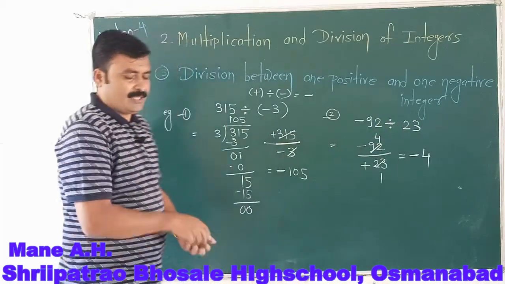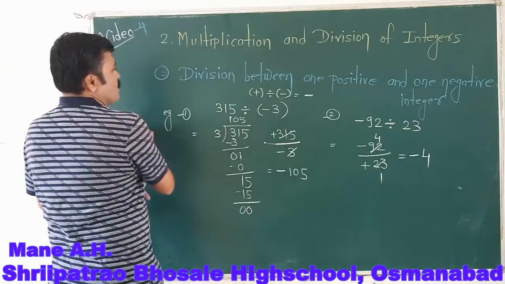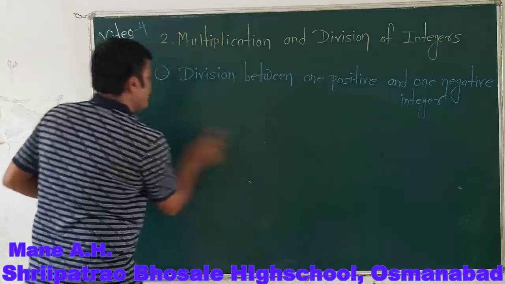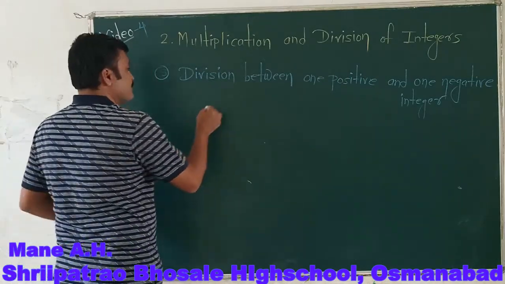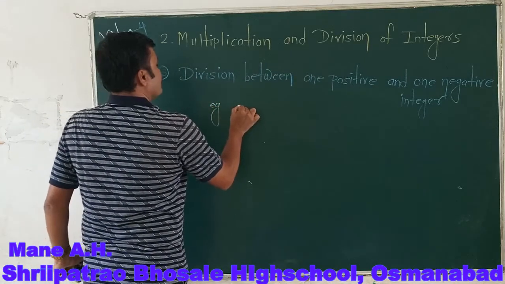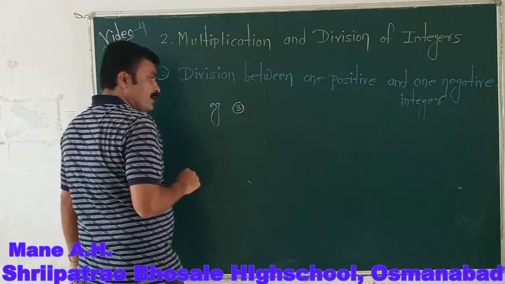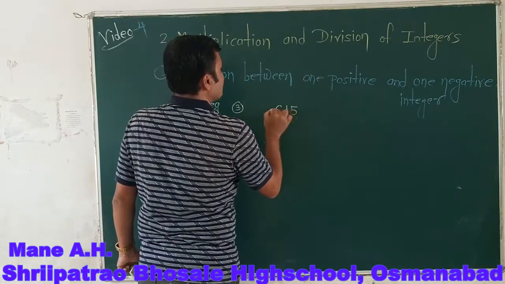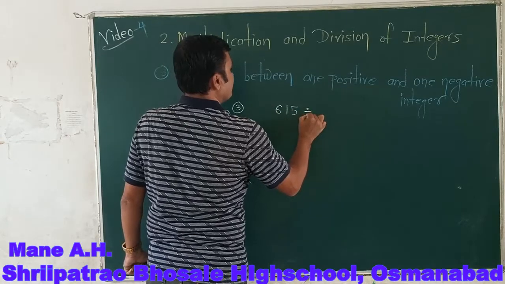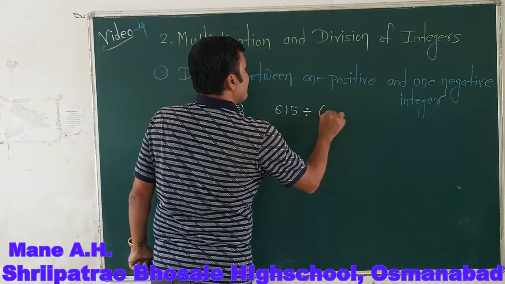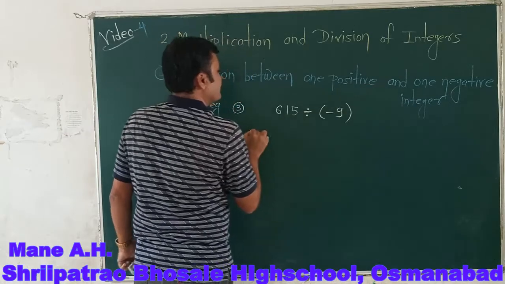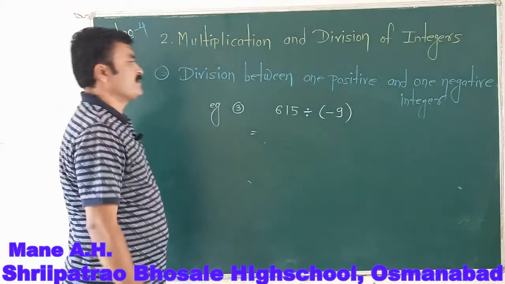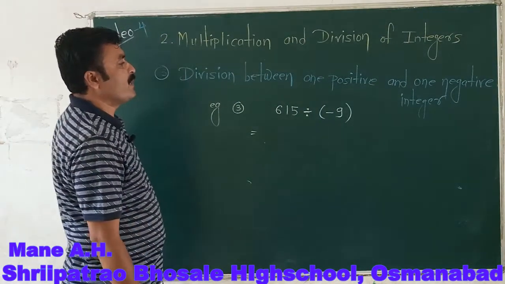Let's take another example for this condition. This is the third example for this condition that's in front of you. 615 divided by minus 9. So we want to continue this 615 divided by minus 9.